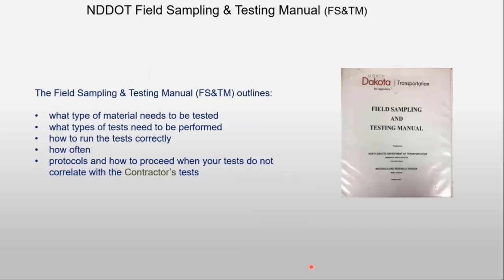The other manual that we want to make sure we know about is the Field Sampling and Testing Manual that's published by the North Dakota DOT in the materials and research section. This should be by your side in the lab, and it's going to basically tell you what types of materials need to be tested, what types of tests need to be done on them, make sure they're run correctly, and how often. There are also protocols in there about how to proceed when tests do not correlate with the contractor's, and ways to do random numbers. So there's a lot of great information that should be at your side.